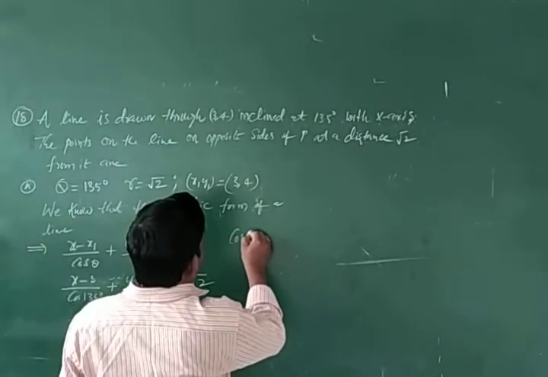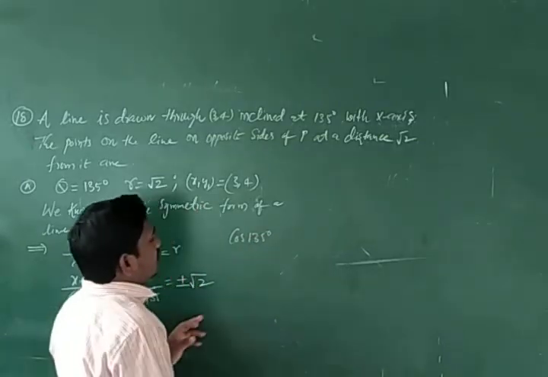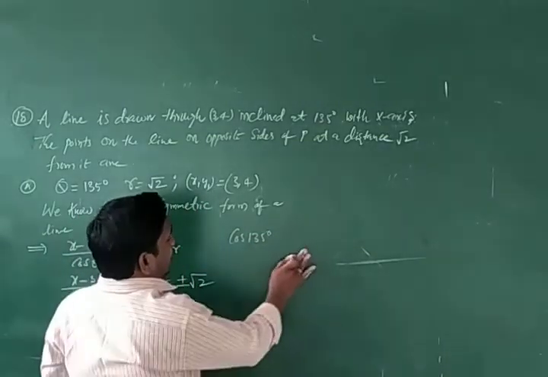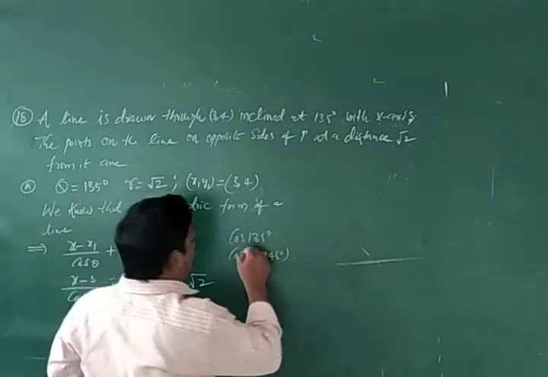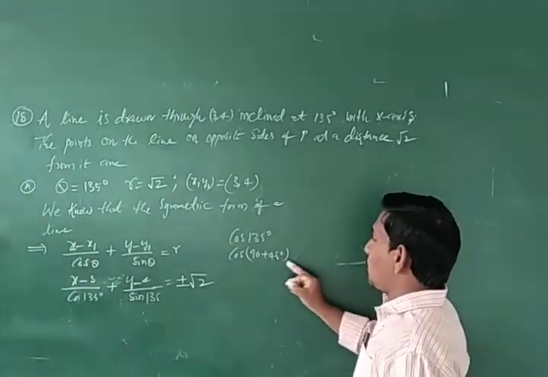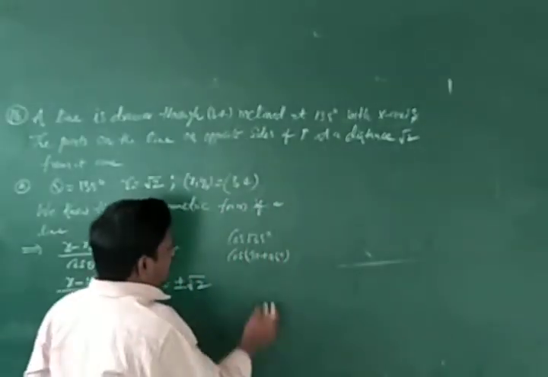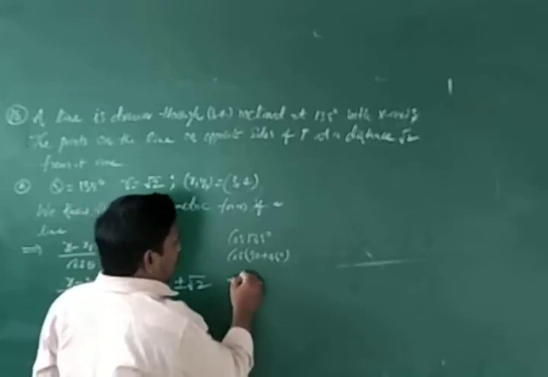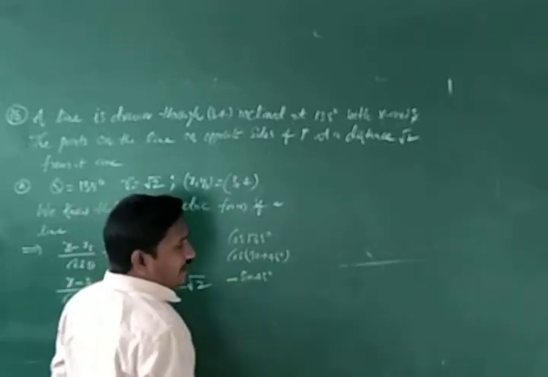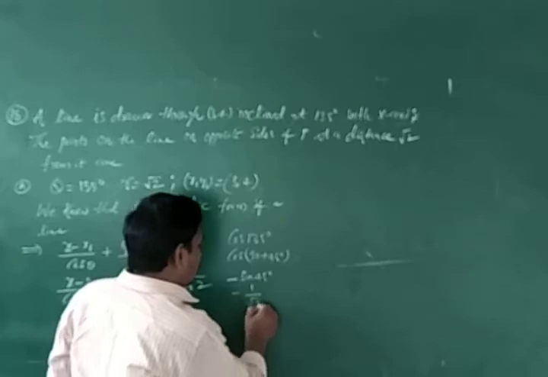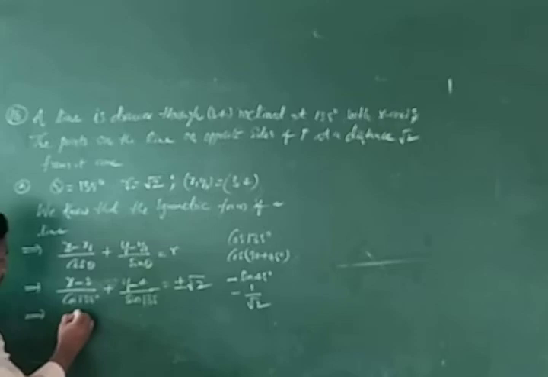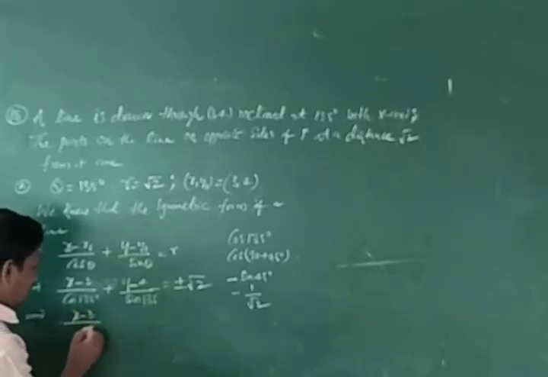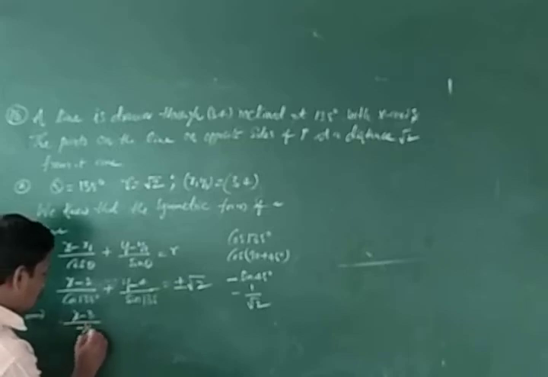Cos 135 value, you know that already, you learned in 8th class how to calculate the complementary angles. So cos 135 means cos of 90 plus 45. This is the second quadrant, where cos is negative. So it is minus sin 45, minus 1 by root 2. Okay, this is (x minus 3) by minus 1 by root 2.